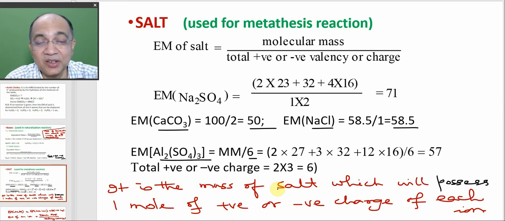So it is not in terms of H plus or OH minus. It is in terms of 1 mole of what mass of the salt will carry or will contain 1 mole of each ion, positive or negative. That is the equivalent mass of salt.